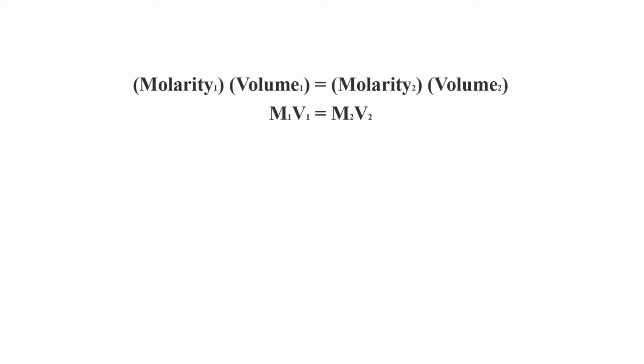One last thing regarding M1V1. Remember that you can only use this equation when both solutions are of the same species. In other words, when you're diluting potassium chloride to potassium chloride, or when you're diluting copper phosphate to copper phosphate. However, if you attempt to dilute potassium chloride to potassium hydroxide, this equation will not be effective and you will get the wrong result.